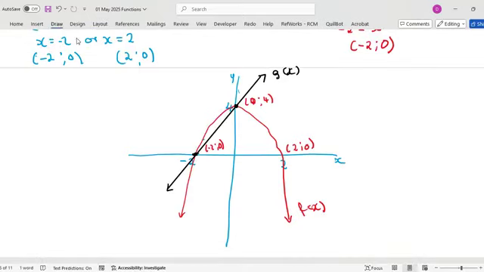Now, what is the domain on the f of x? What will be the domain of f of x? Someone who remembers? Looking at f of x, what will be the domain? It's going to be negative 2 and positive 2, sir. Negative 2 and positive 2.